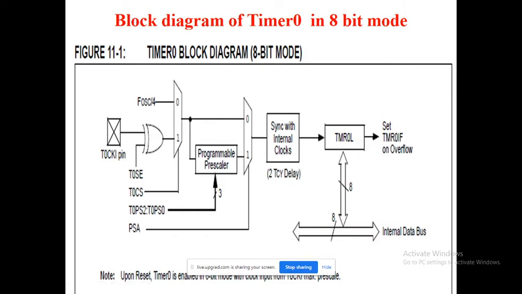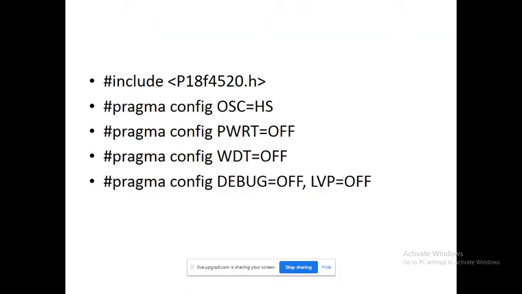Okay, now this is related to the theory. Based on this theory, we will write the problem statement. Our problem statement is that we want to generate a square wave using the PIC microcontroller, that is 18F.